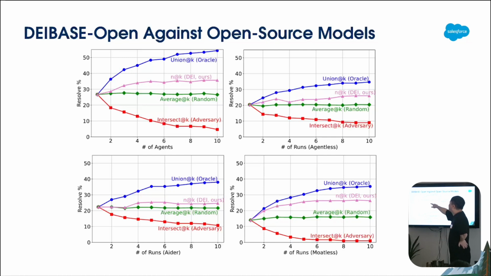And what this intersect at K means is basically an intersection between different solutions. For example, if an issue can be resolved by all agents across all rounds, then we'll say, okay, this is a success. This is a measurement of the stability of the agents. Basically, you don't really want an agent to succeed just for once. You want it to succeed for all the rounds.